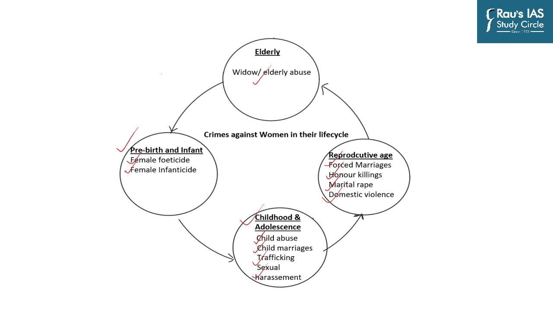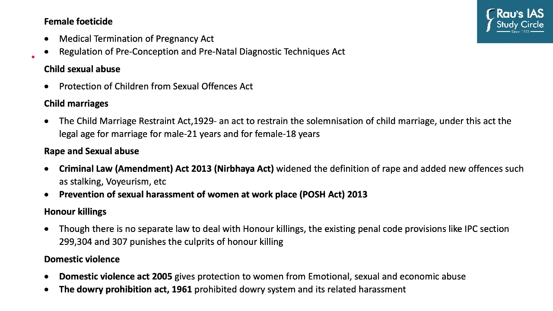And so just like the crimes which are specific to the stages of women, we have laws to deal with specific crimes. For example, for female feticide, we have the Medical Termination of Pregnancy Act and the Regulation of Preconception and Prenatal Diagnostic Techniques Act. Both of them make it very, very difficult either to identify the gender of the fetus or to terminate the pregnancy after knowing the gender of the fetus. Then we have the Protection of Children from Sexual Offences Act. Of course, it is gender neutral, but it is nonetheless applicable to the girl child as well.